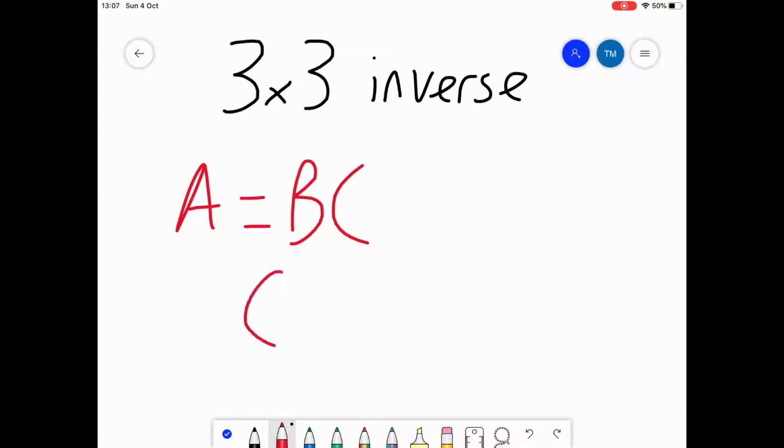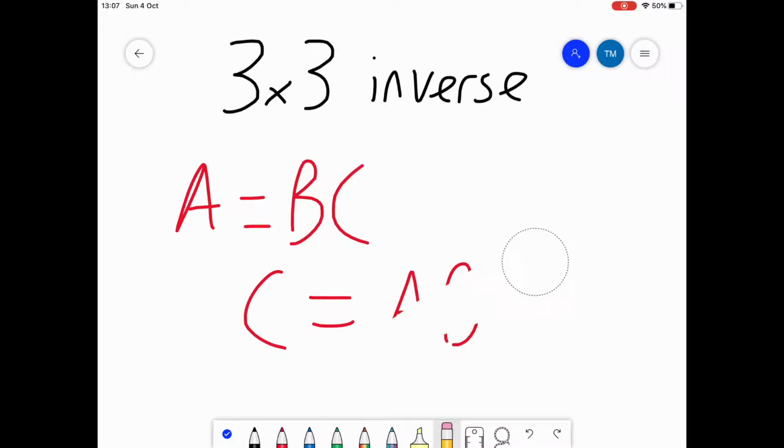The way we would get C is that we do C equals A times the inverse of B. In normal linear equations we do C equals A divided by B, but you can't divide a matrix. So the way you divide a matrix is you multiply it by the inverse.